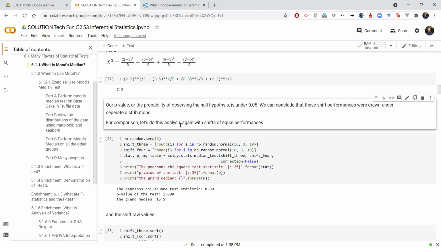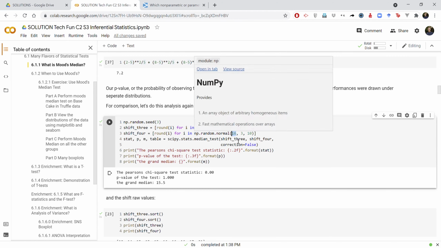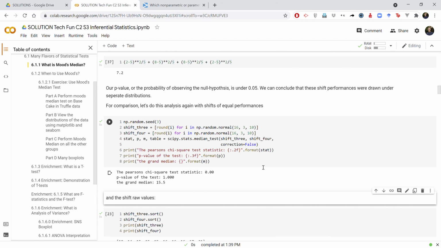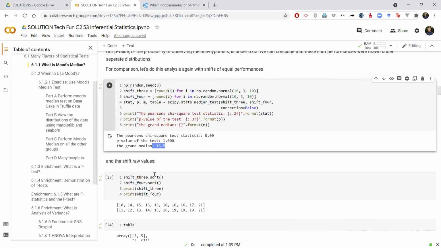For comparison, let's do this analysis again with shifts of equal performances. All right, so I'm going to talk about shift 3 and shift 4. And I'm going to draw from a distribution centered at 16 and do the whole test over again. We see that the chi-squared test statistic is 0 because our observations above and below are 5, matching the expected values, so that evaluates to 0. And then our p-value is 1, the grand median is 15.5.